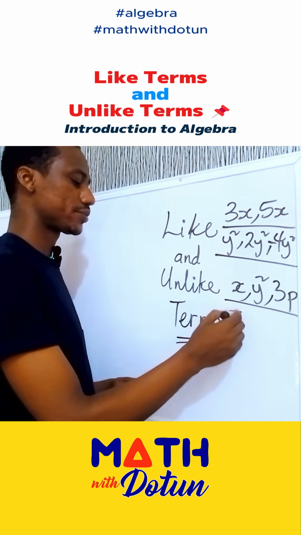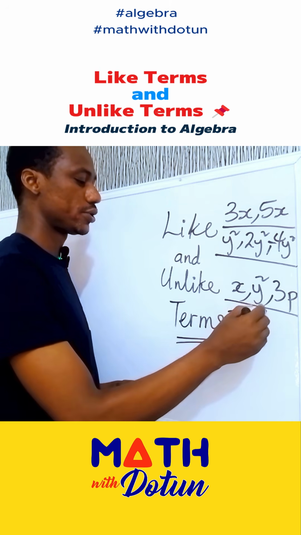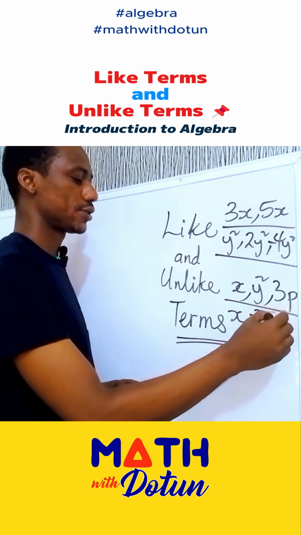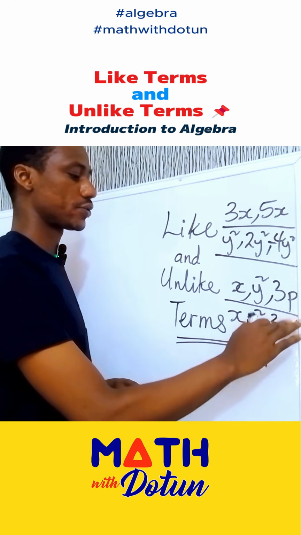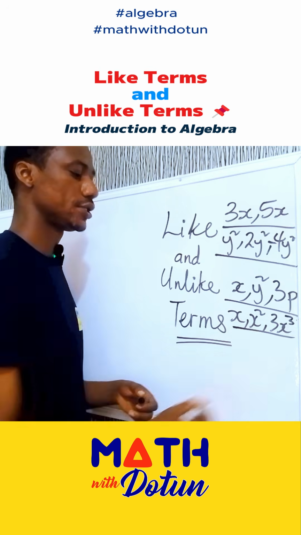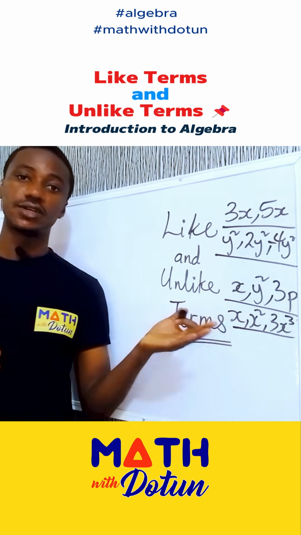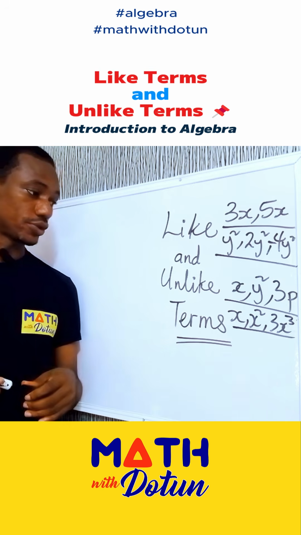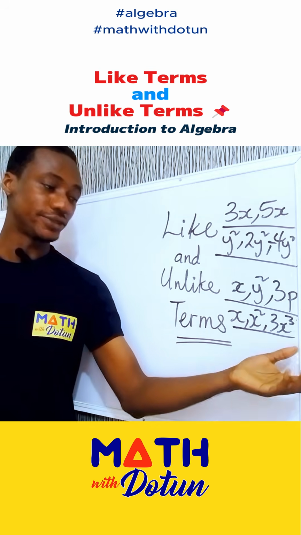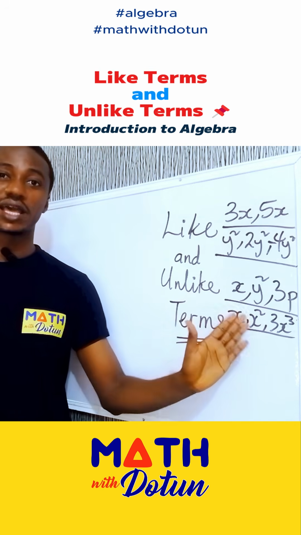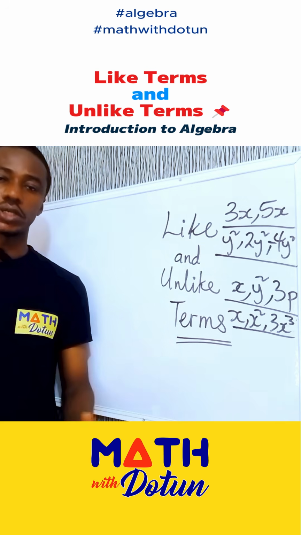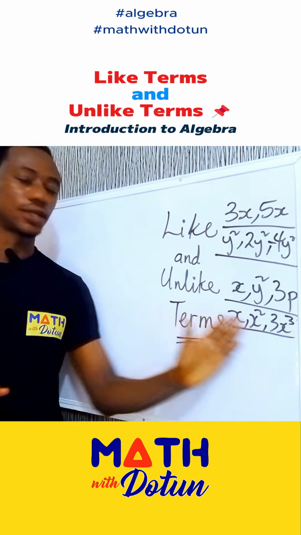So you have x squared, 3x squared, 3x raised to power 3. All right, these are unlike terms. They are unlike terms because though they have the same variables, the variables are of different powers. Okay, these are unlike. You cannot operate them.